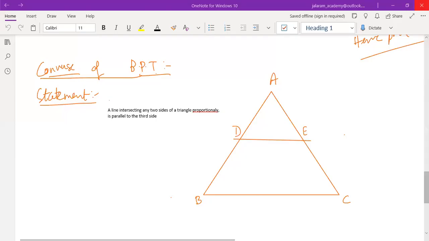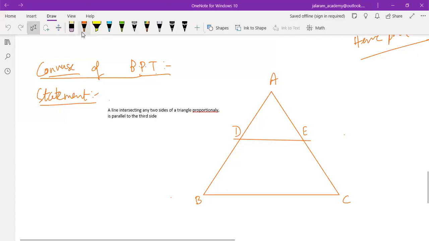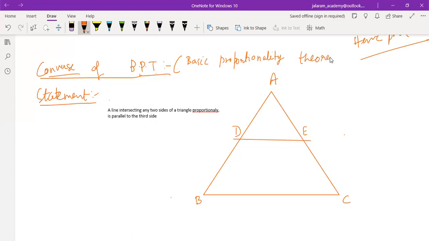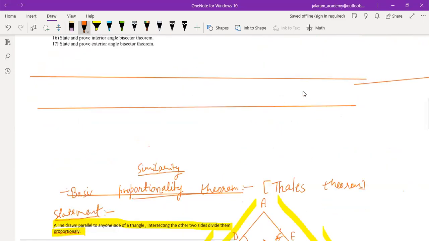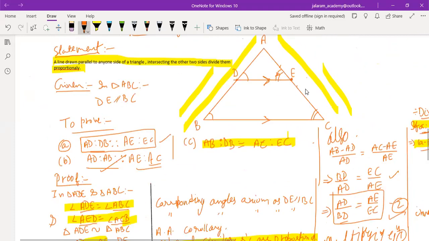Welcome back, students. Let's now discuss the converse of the basic proportionality theorem, the converse of Thales theorem. BPT means basic proportionality theorem. In the basic proportionality theorem, we have studied that a line drawn parallel to any one side of a triangle divides the other two sides proportionally.